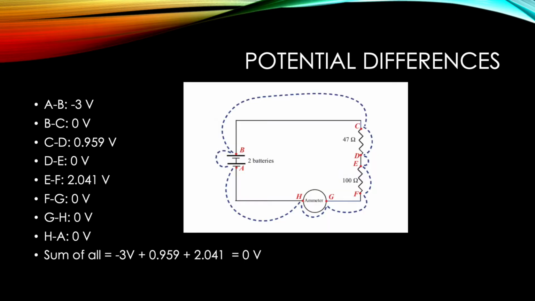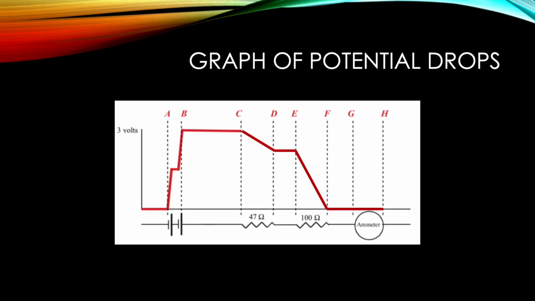Closing the circuit without the second ammeter, I used the voltmeter to calculate potential difference at 8 pairs of locations across the circuit. When adding up all the voltage differences, we get a net of 0 volts, which confirms the loop rule. Here's a simple graph of the potential drops throughout the circuit.